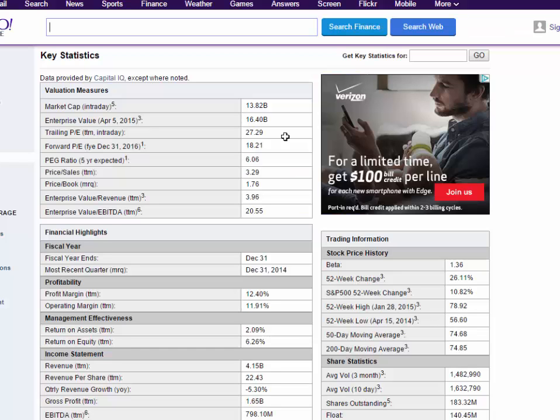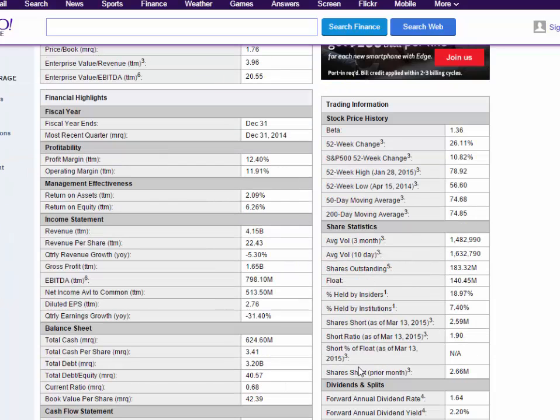Where would we find information about earnings per share? Well, we can float down here. We can go down to the bottom. Down here is the diluted earnings per share. It's $2.76. What we need, though, is we actually need to know the future.